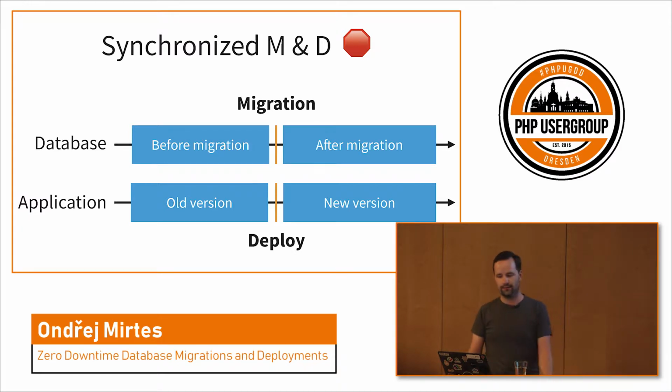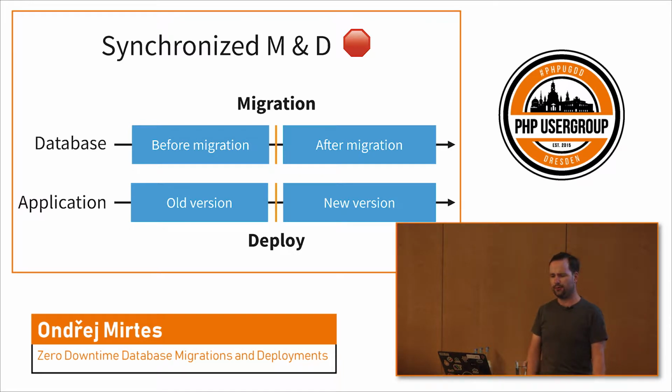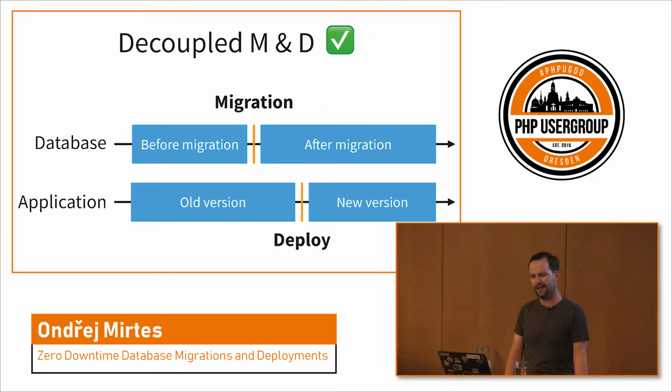But unfortunately, that's not possible because it takes a different amount of time to do each. This approach requires downtime because we need to take down the application and wait for the database migration to complete. So it's not possible to do those two things at the same time. The key is to decouple migration from deployment and make them independent. So the old version of the application that's in production must still work with the new database schema. That means that the migration needs to be backwards compatible.